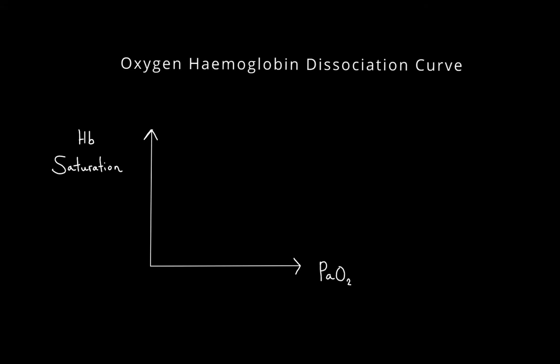So on the x-axis we've got the partial pressure of oxygen, and that's measured in kilopascals. It can also be measured in millimeters of mercury. So on the y-axis we've got hemoglobin saturation, and that's as a percentage.